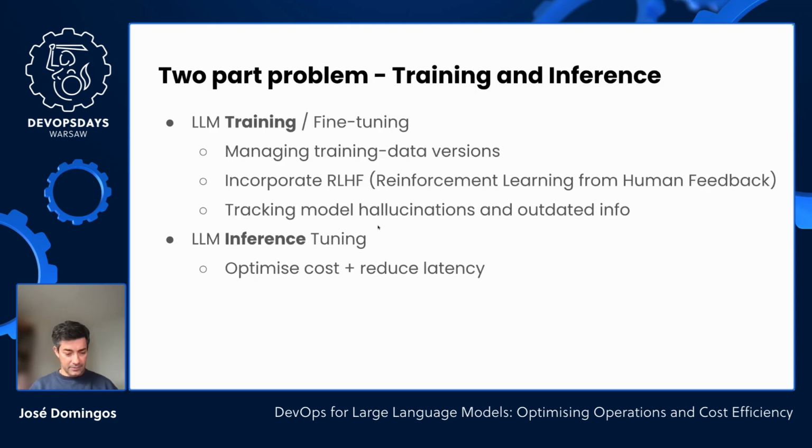So really, you can look at this as a two-part problem. The first part is training the LLM, the second part is how to run it more efficiently, the inferencing part. So in training, in the first part, we look at things like how you train models, how you incorporate RLHF, the reinforced learning from human feedback, how you track model hallucinations and outdated info, and how you can work that through. In the second part, we look at techniques for optimizing cost and reducing latency in inference tuning. So, first part.